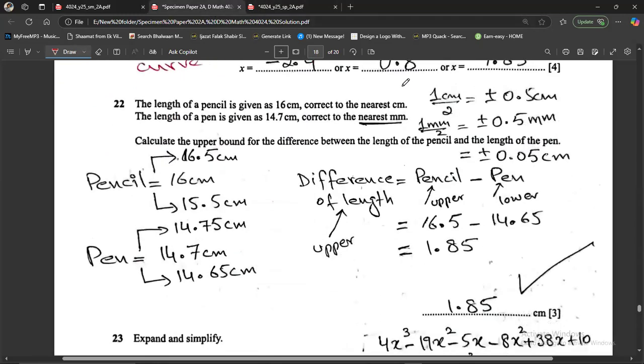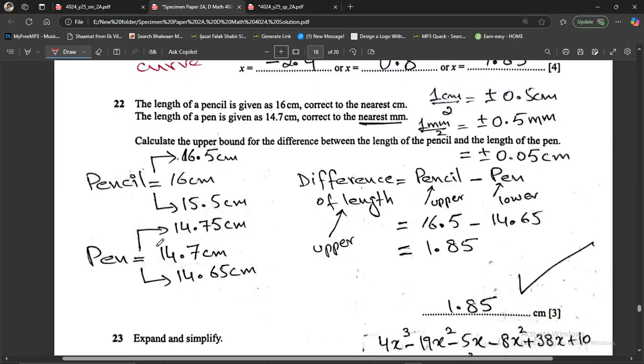So here we go. Because this is nearest to 1 centimeter, 1 centimeter divided by 2, that is 0.5 centimeter plus minus. This is nearest to 1 millimeter, 1 millimeter divided by 2, that is 0.5 millimeter plus minus. So I will convert that millimeter into centimeter, so that will become 0.05 centimeter plus minus. The pencil, that is 16 centimeters, is correct to 1 centimeter, so add 0.5 centimeter to it and you get the upper bound for the length of the pencil, and you subtract 0.5 centimeter from 16 and you get the lower bound. So the upper bound of the length of the pencil is 16.5 centimeters, and the lower bound is 15.5 centimeters.